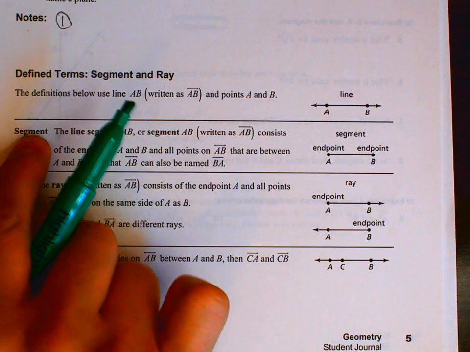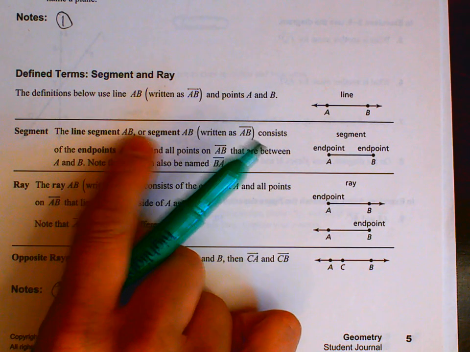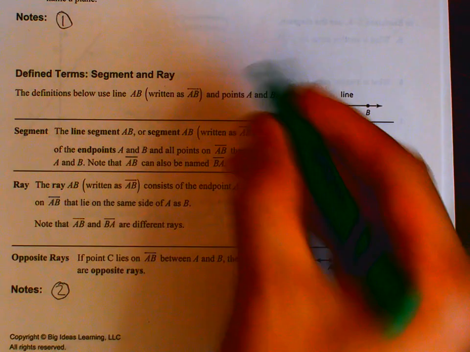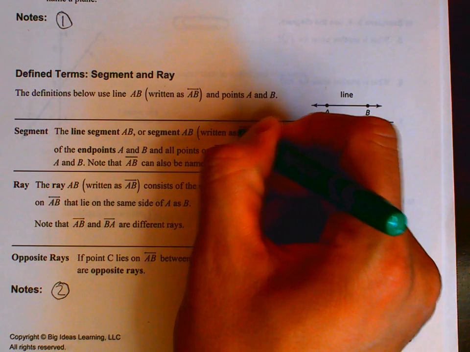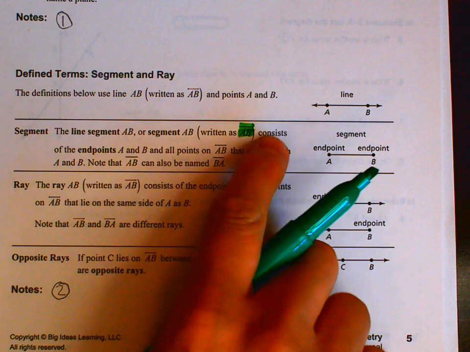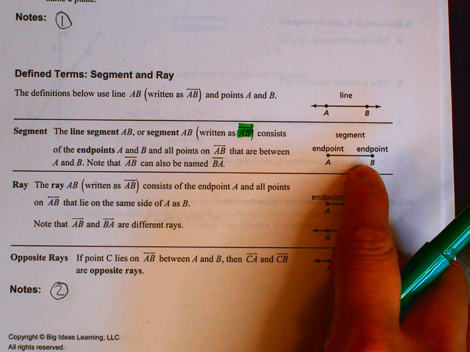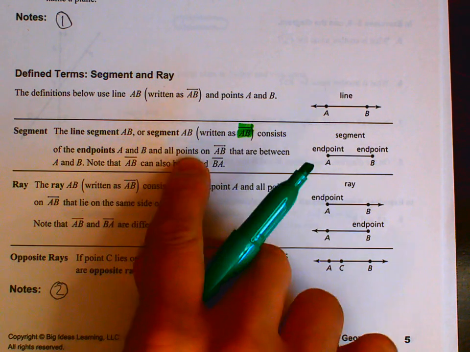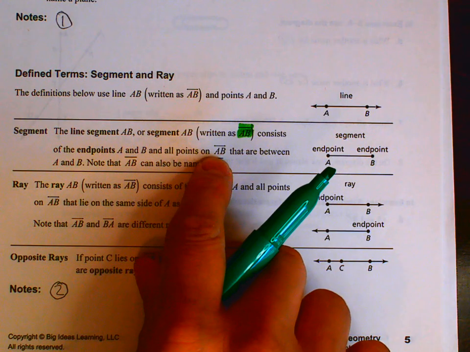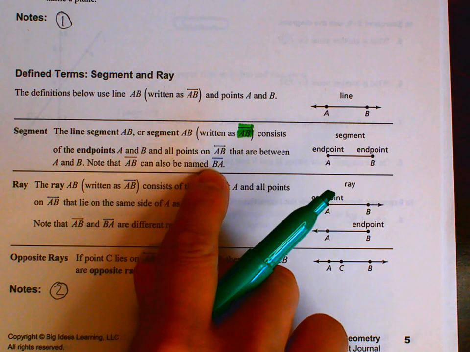The first one is the segment. The line segment AB, or segment AB, can be written as AB with a little line at the top. If you do not put the line at the top, it means the distance of that segment. And it consists of 2 endpoints, which in this case is A and B. Okay, and all the points that are in between those 2 that are not named. Note that AB can also be named BA.